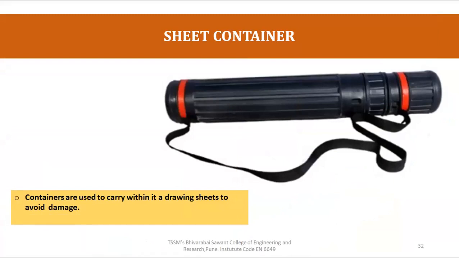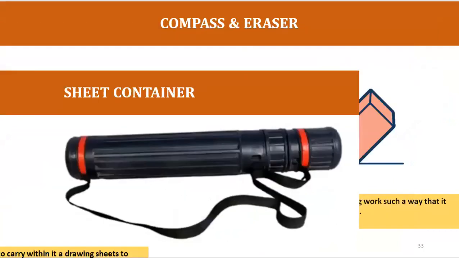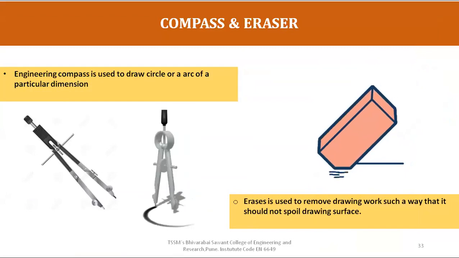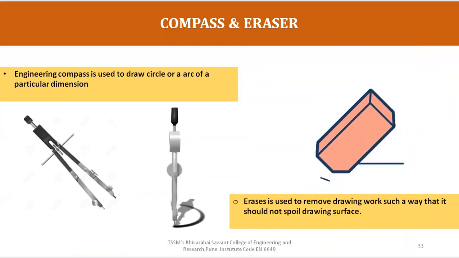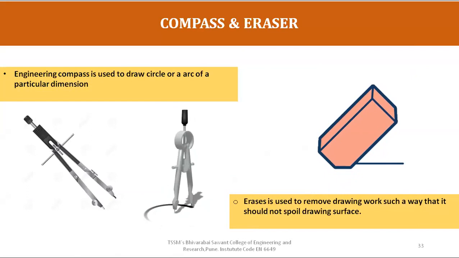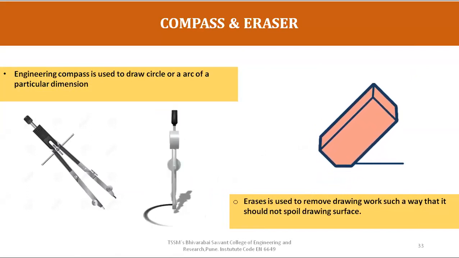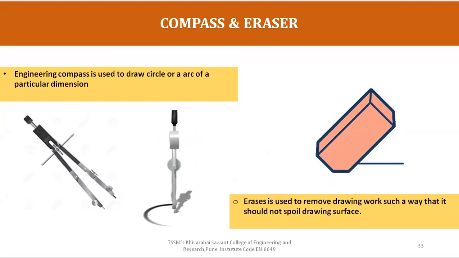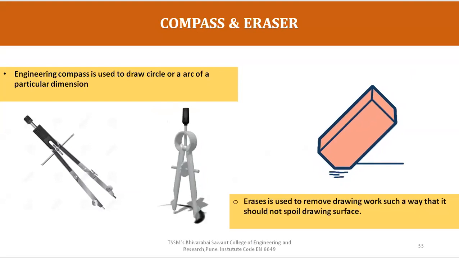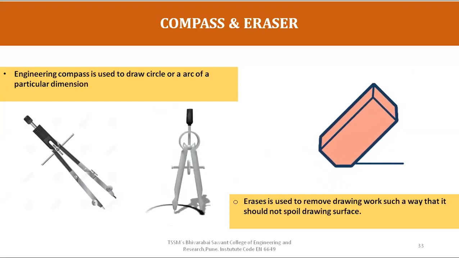Sheet container is a plastic container in which we carry our drawing sheets in order to avoid damage. Last, compass and eraser. Compass is used to draw a circle or arc of particular dimension, and eraser is used to remove the pencil work in such a way that it should not spoil the drawing surface.